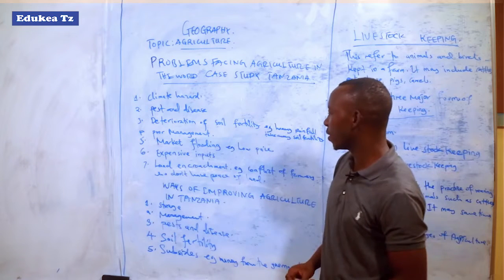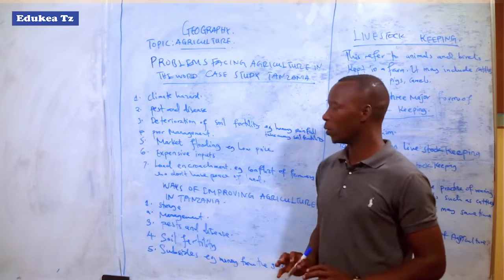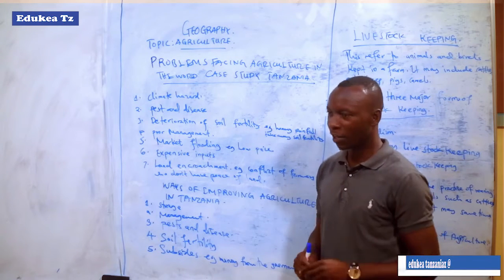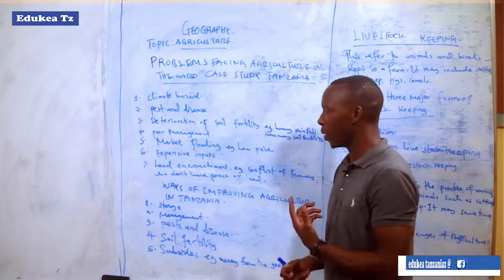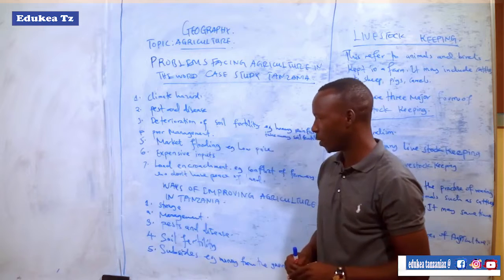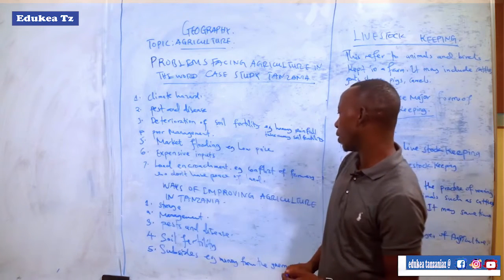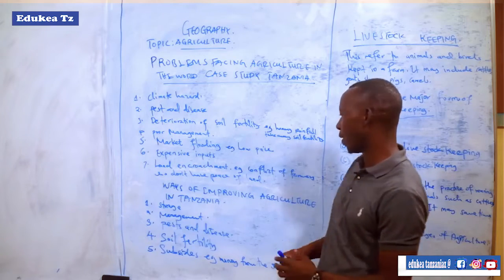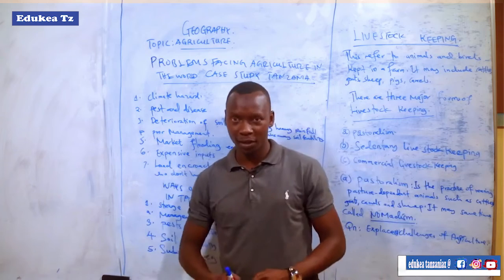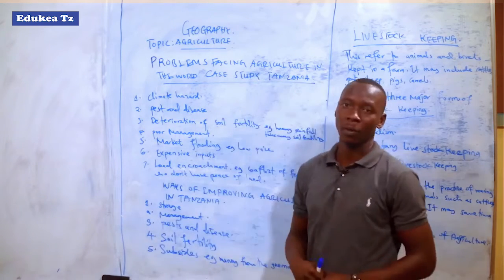There is expensive input. Expensive input means that a high amount of money is put into agriculture, but the crops harvested will be low compared to the amount of money that has been put into the farm, so the output will be small. Also, there is land encroachment, for example conflict of farmers. If there is a small piece of land in a particular area but the number of farmers is very high, this problem will occur.